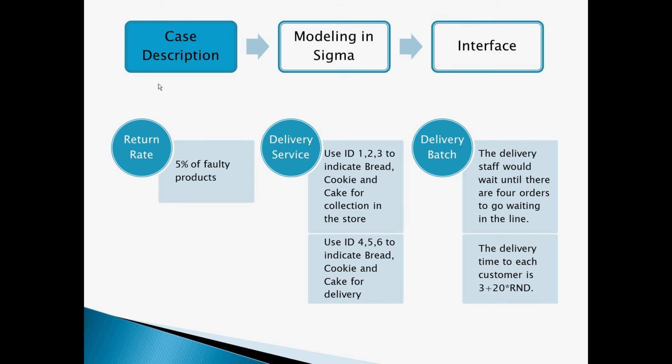For our production, we assume that 5% of all products will be faulty. Furthermore, we use IDs 1, 2, 3 and 4, 5, 6 to indicate that products are meant for collection in store and delivery subsequently.